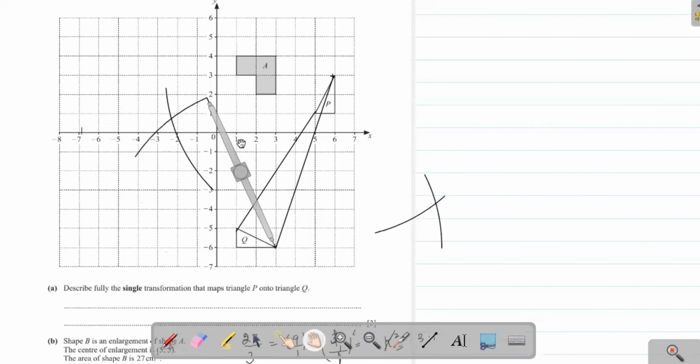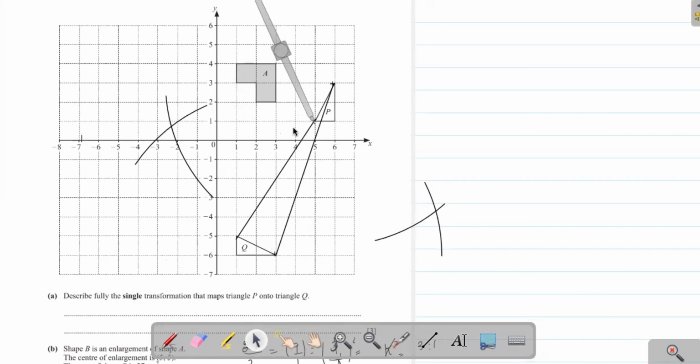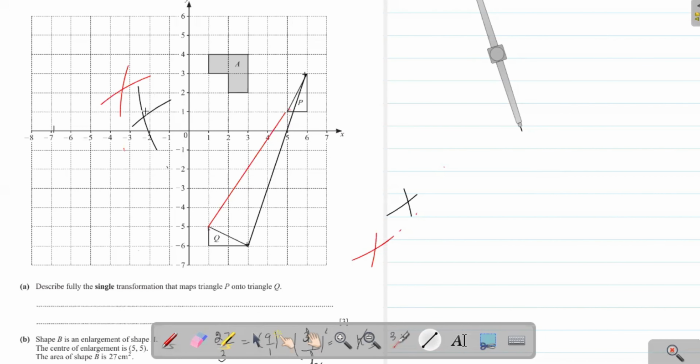Next, we will draw the second perpendicular bisector between the object and image points. We will do the same process here. See here, this is the first perpendicular bisector. We will join all these arcs. And you see here the second perpendicular bisector by joining these red arcs. Both perpendicular bisectors intersect at point O. These perpendicular bisectors are passing through the origin. This is the center of rotation.